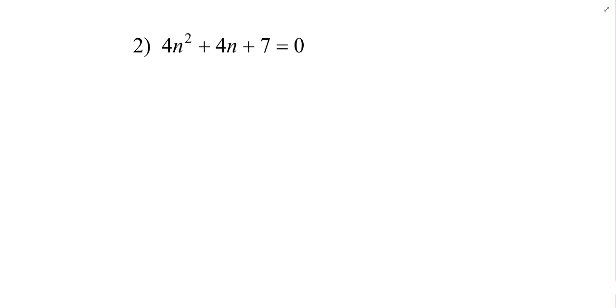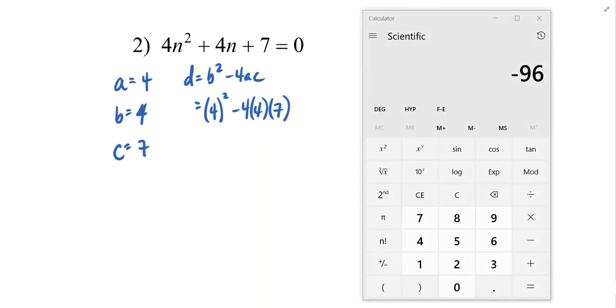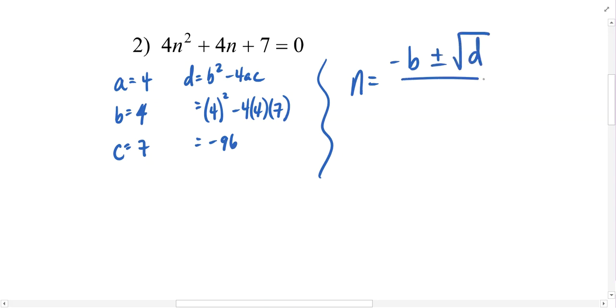So in a problem like 2 here, I think the first thing we should do is identify our a, b, and c values. And here again, I like to compute my discriminant right away as well. So the discriminant is supposed to be b squared minus 4 times a times c. And off screen, I just used a calculator to compute my discriminant. And it's interesting here because the discriminant comes out to be negative 96. Now, negative 96 doesn't have a nice square root, and when I fill this into the result in the quadratic formula, which would be the opposite of b plus or minus the square root of the discriminant divided by 2a, this negative 96 isn't going to simplify nicely.